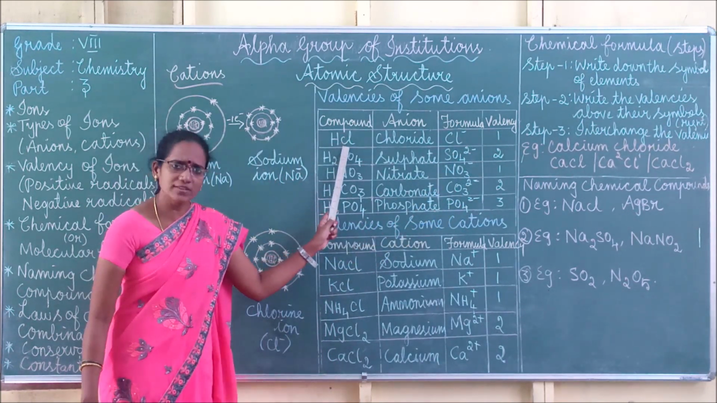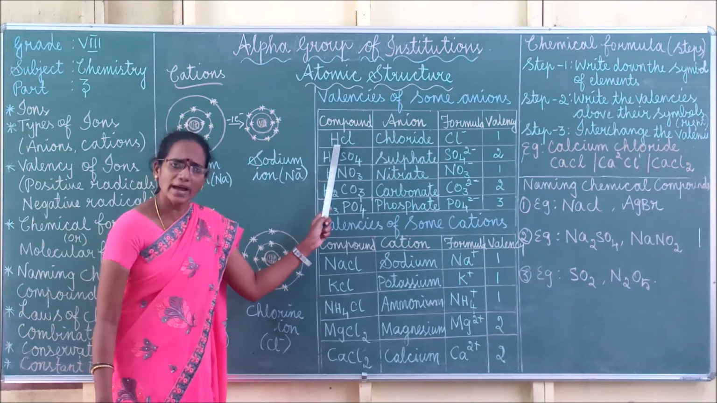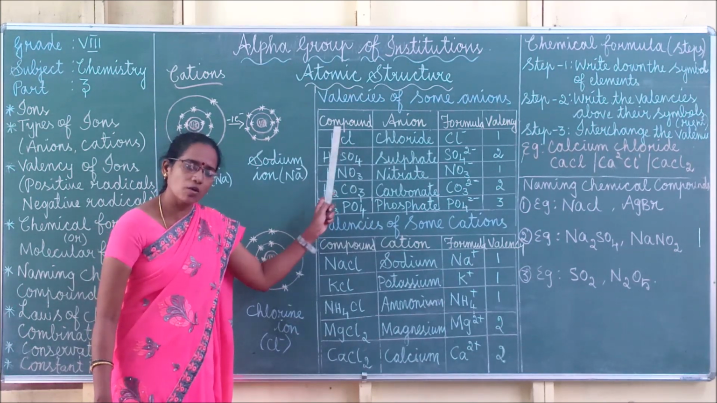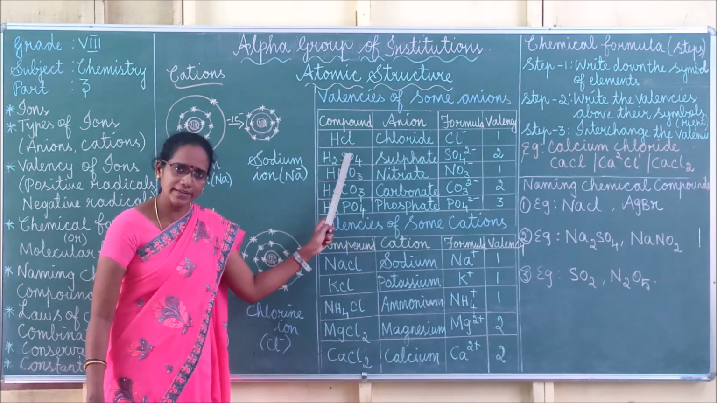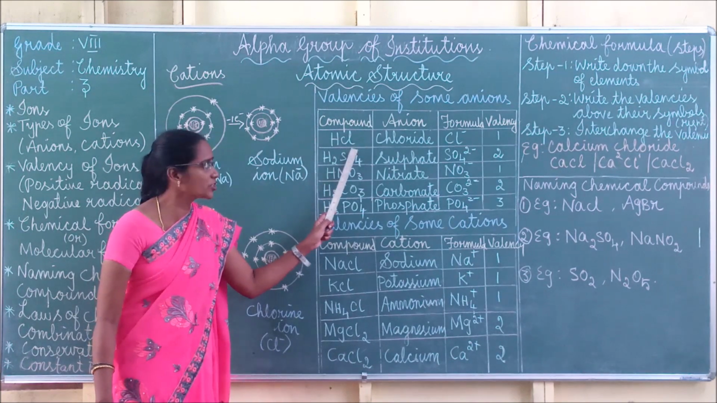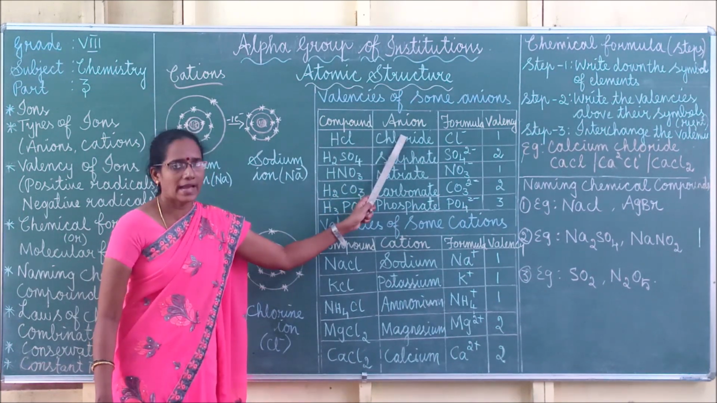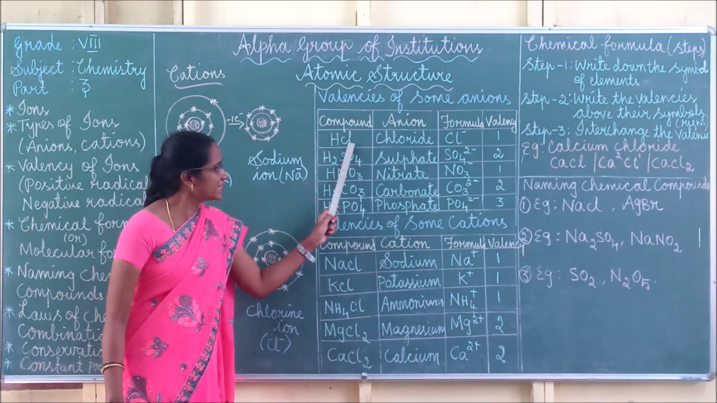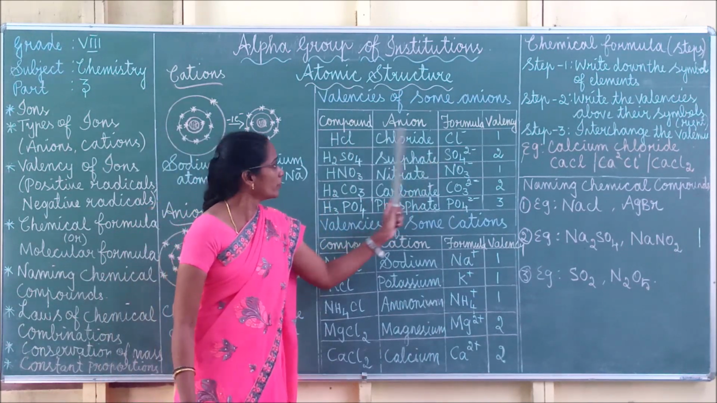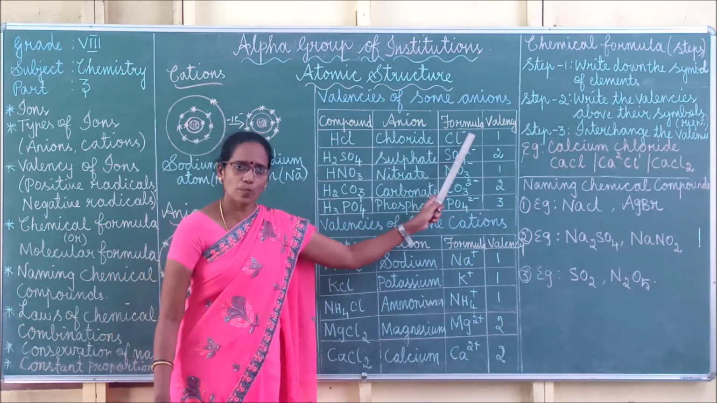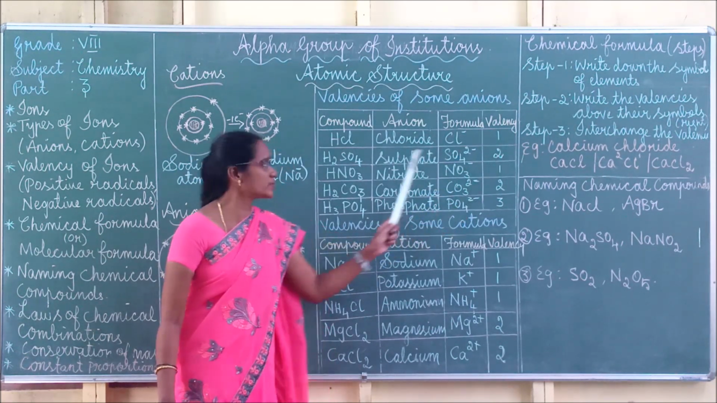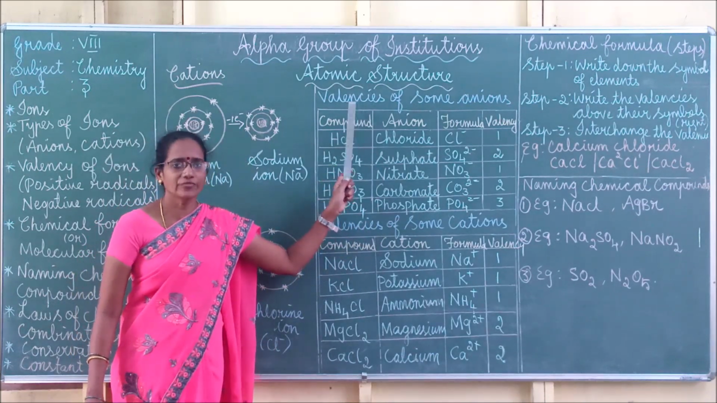If you take the first one, here one hydrogen atom combines with one chlorine atom to form the compound hydrogen chloride. Got it? Here, what is the anion? The anion is chloride. What is the formula for this chloride? Cl minus. And what about the valency of chloride? That is 1. In this manner, we have to write the valencies of anions.